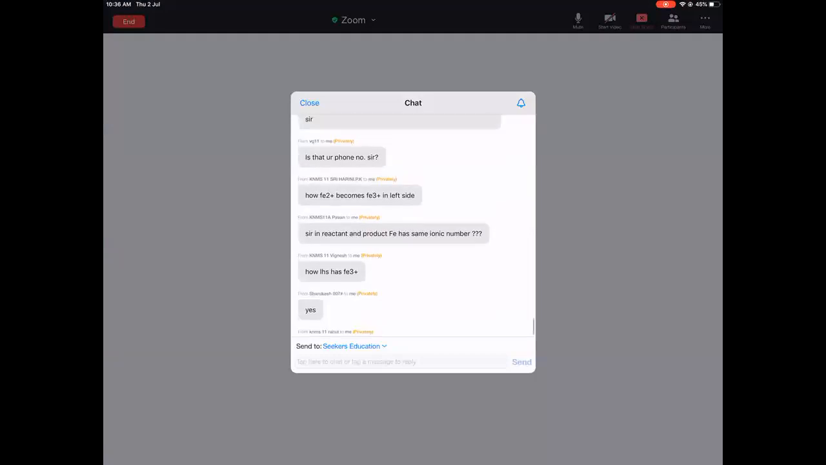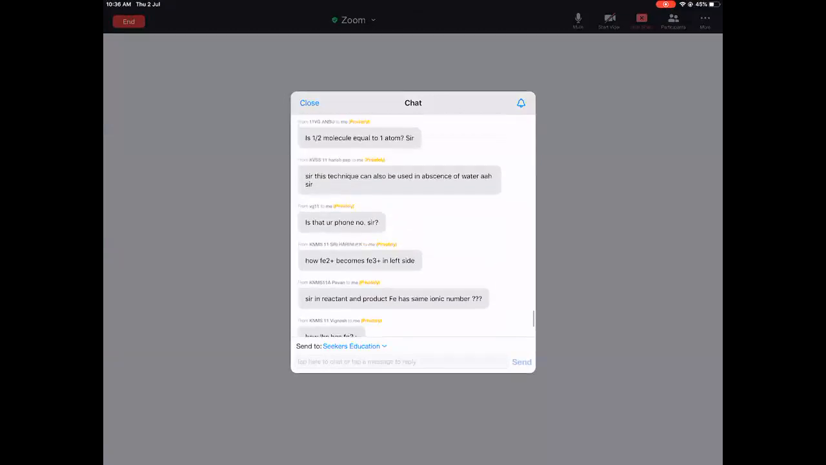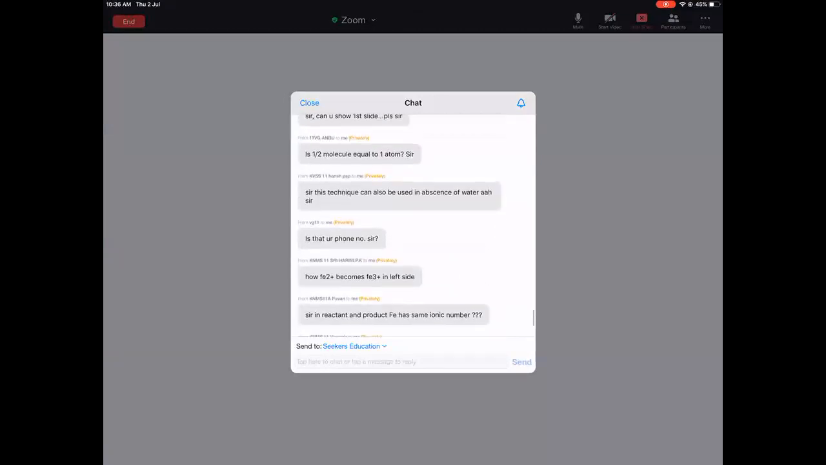How does the LHS have Fe3+? Arey Baba, that is redox. What do you mean by redox then? Redox means a reaction where there is an electron transfer taking place. Fe doesn't have the same ionic number. Fe's numbers are different. On the left side it is +2, right side it is +3. So it is different.